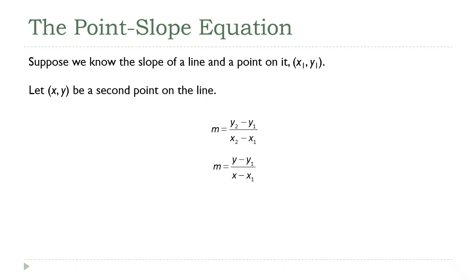So I'm going to manipulate this a little bit, turn it into something that's maybe a little more useful. What I'm going to do first is get rid of the denominators. I'm going to multiply both sides by x minus x1. That's going to cancel them out on the right-hand side. And if I do that, and turn things around and put the y's on the left-hand side, because that's how we usually write these sorts of things, my equation looks like this. And that is the point-slope equation.